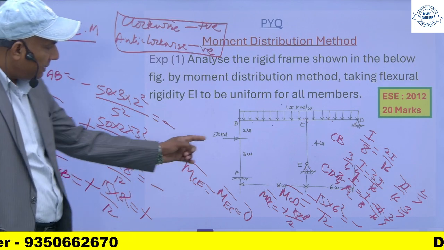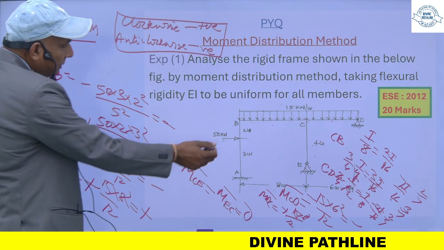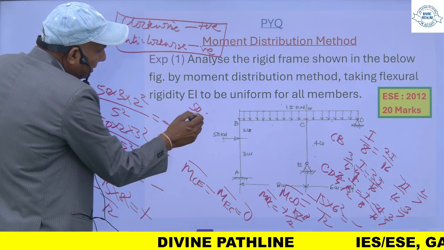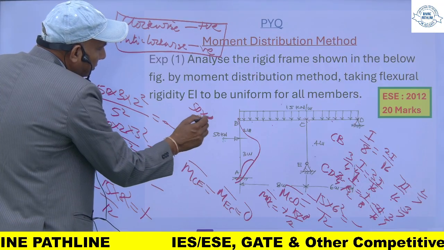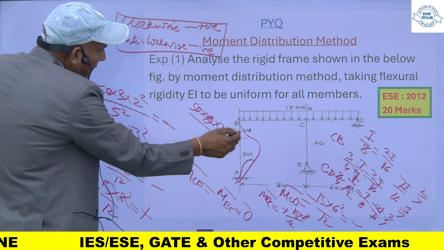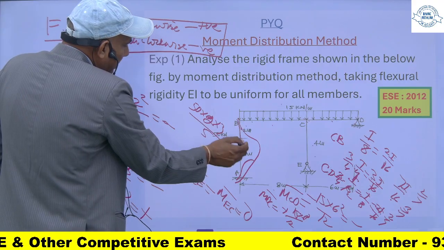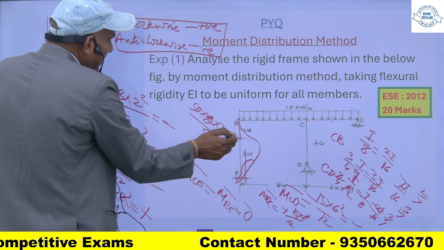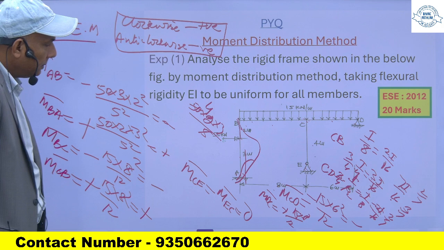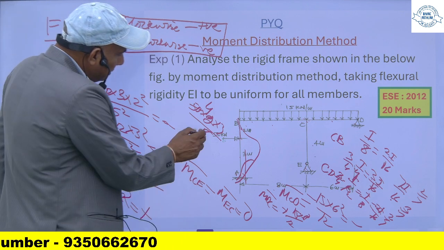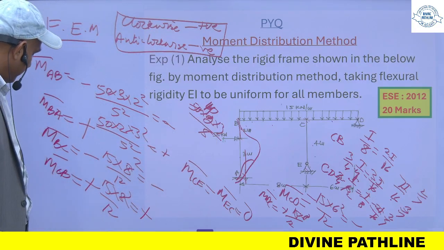So at this point you see there is a load of 50 kilonewton. So bending moment will be 50 into 2 into 3. This will be sagging. 50 into 2 into 3 by 5. This will be the bending moment at this point. So it will be 10. This will be 10. So 60. This will be 60.